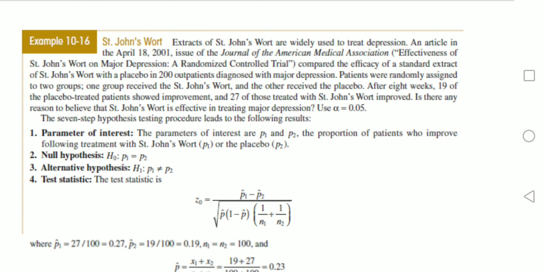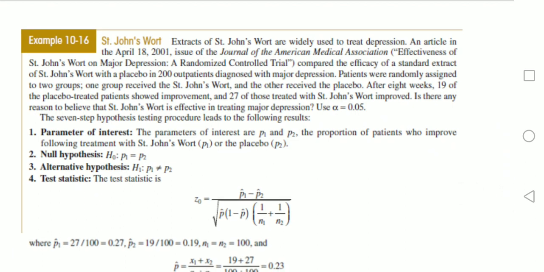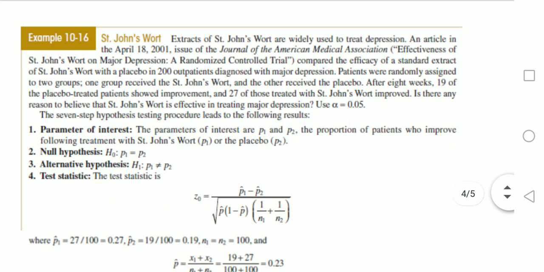Whether there is any improvement or not, both are equal. That is the parameter of interest. Also, in total there are 200 outpatients, and the patients were randomly assigned into 2 groups. We can take the 2 groups randomly, but for convenience we are taking them as 100 and 100. So we divide the 200 into 2 groups, one group with a random sample of 100, and the other group also with a random sample of 100.